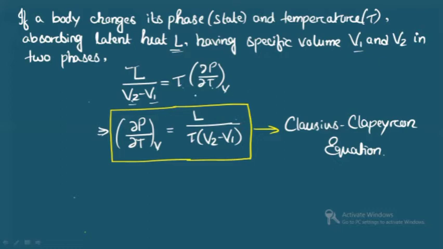Clear? So from here you can write del P by del T equals L by T (V2 minus V1). And this equation, which we have derived from the second Maxwell's equation, is said to be the Clausius Clapeyron equation. Using this equation, we can see the effect of pressure on the melting and boiling point when there is phase change. So now we will see the effect.